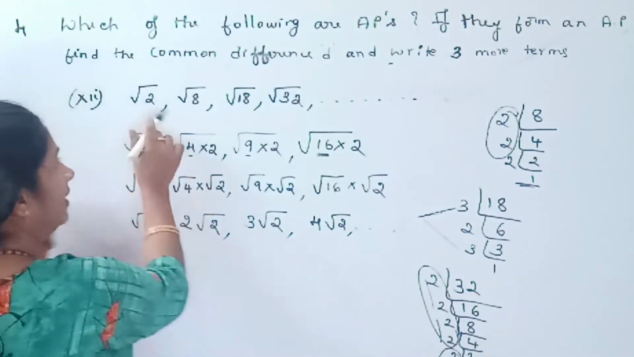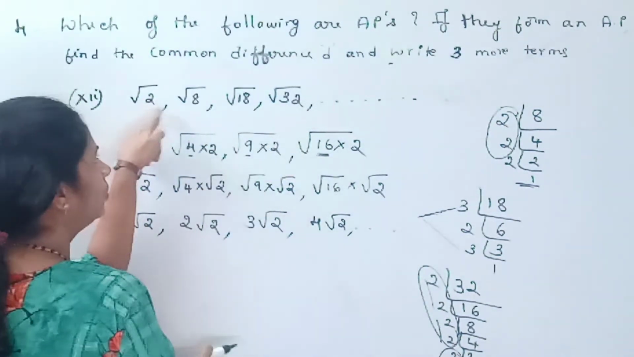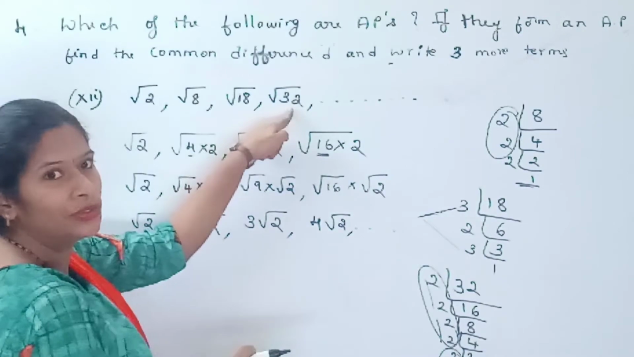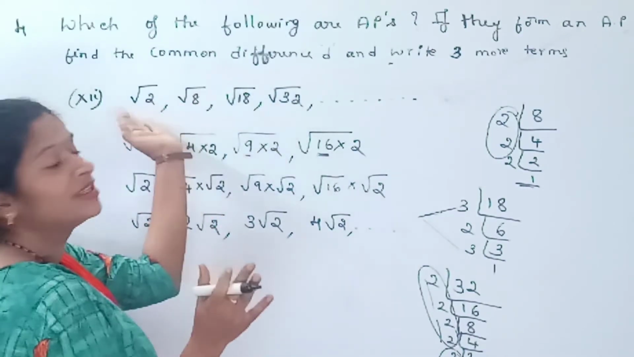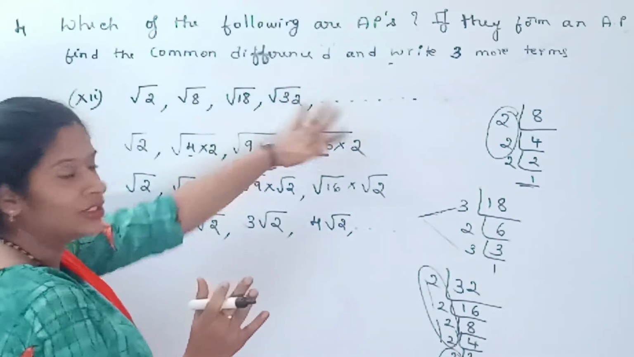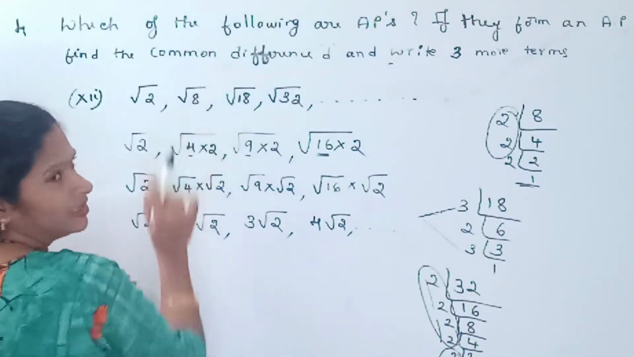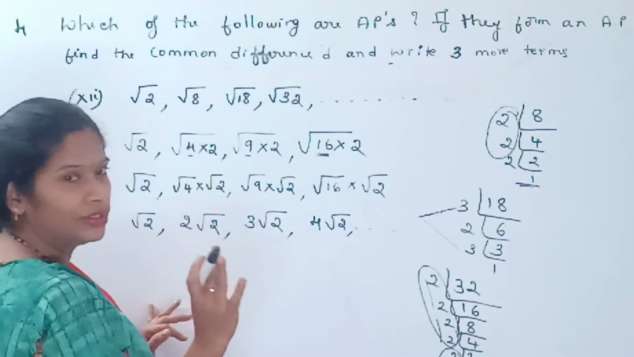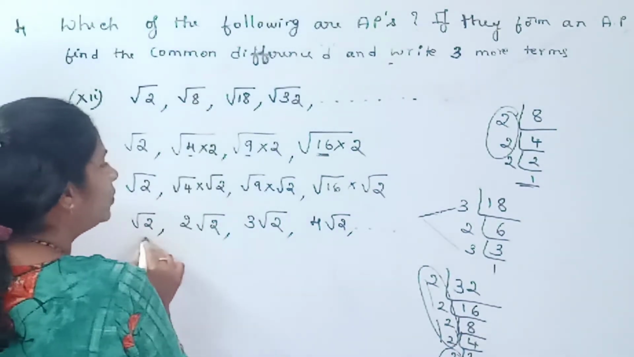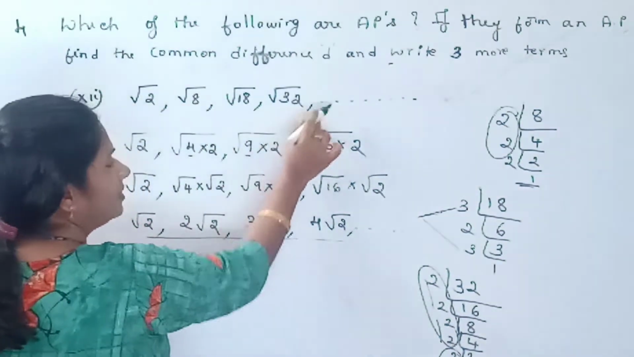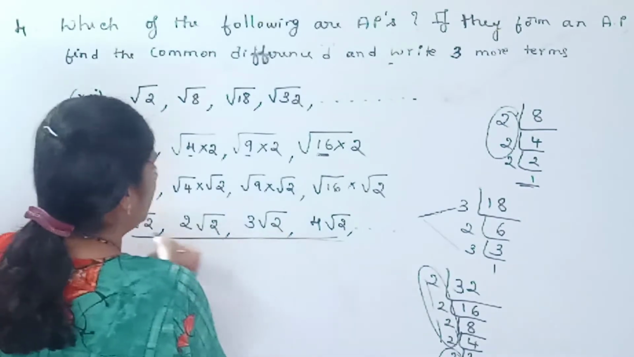Got it, no? Directly by seeing these numbers, root 2, root 8, root 18, root 32, don't come to a conclusion, children, whether these numbers form an AP or not. Now you see, don't subtract like this also: 8 minus 2, 18 minus 8. No, this is not a method. So first you have to write this list of numbers into its simplest form.